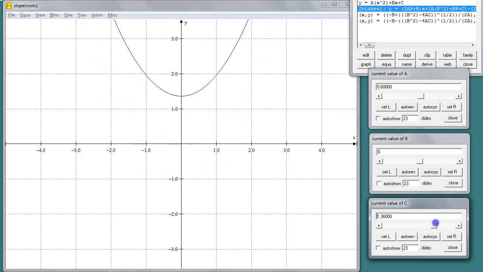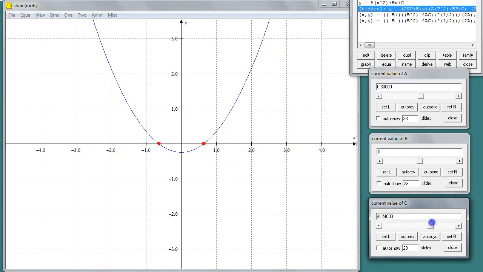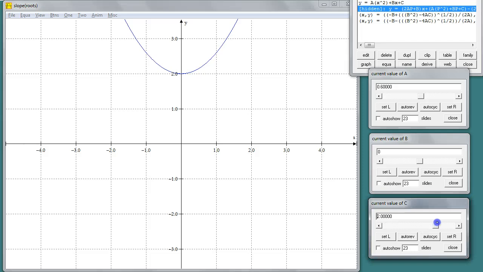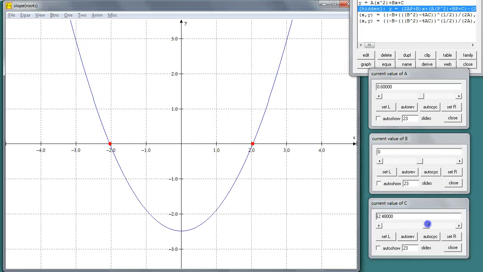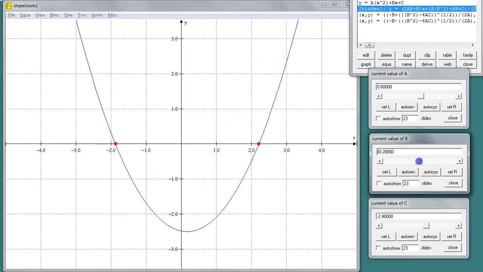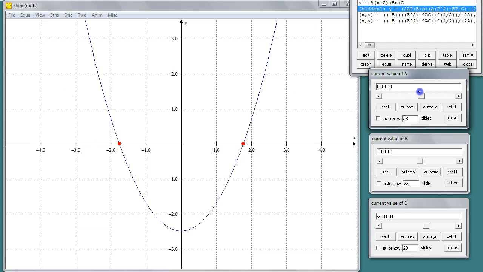When I change the value of c, does it change where the vertex is in terms of the x-coordinate? Of course, the y-coordinate of this vertex is always changing, but notice my x-coordinate of the vertex doesn't change if I change the value of c. If I change the value of b, yeah, it does. Of course, the vertex moves. And if I change the value of a, again, the vertex doesn't move, does it?